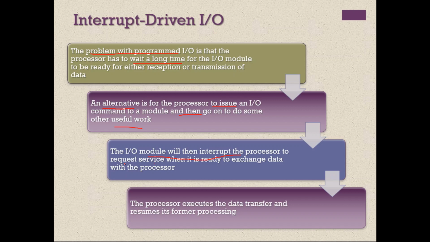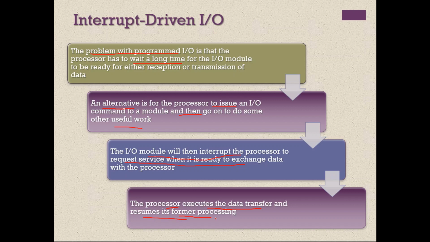Then the processor will request to share the data. The data will be shared to the processor through the data bus, and now the processor can finally write the data to the main memory. After writing the data to the main memory, it will resume its former processing.